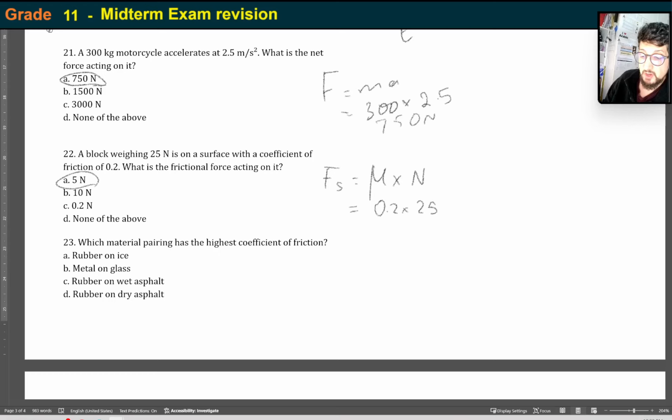Next, which material pairing has the highest coefficient of friction? The answer is basically which one is the roughest, which one has the least slide, and the answer is rubber on dry asphalt. Dry asphalt is always going to have more friction than wet asphalt. Asphalt is the material they put on the roads, the top of the road with the stones and rocks stuck down on it. When it's wet, it's very slippery. When it's dry, there's a lot of friction there. So that's the highest coefficient of friction.